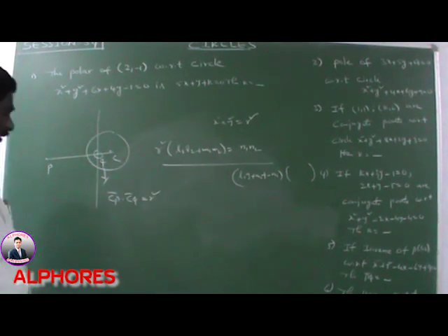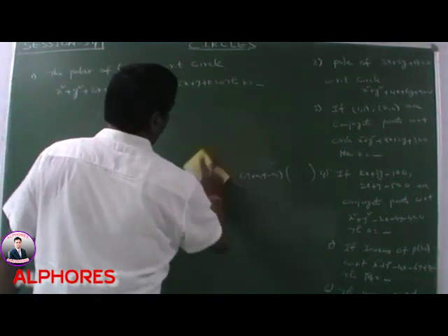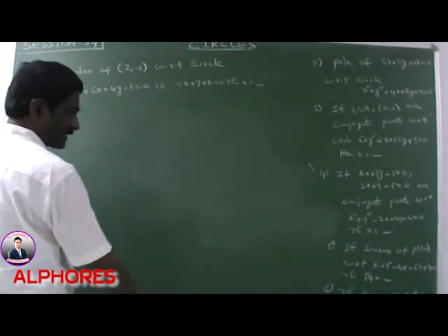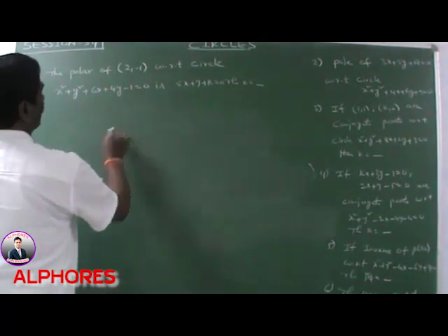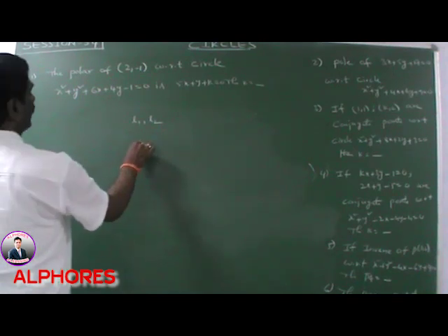Next, if A and B are two conjugate points with respect to the circle S = 0, and the lengths of the tangents from A and B to the circle are L1 and L2, what is the distance between A and B?